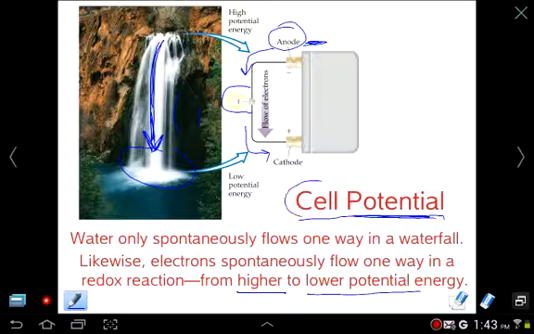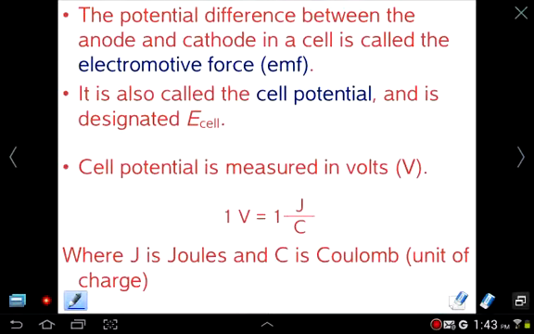The word cell actually refers to the half cells, the oxidation and the reduction half cells. The force that makes it flow, in the case of a waterfall, is gravity. In our case, it's called the electromotive force, or EMF for short. It's also called the cell potential, and it's designated as E sub cell. Usually we'll refer to it as the potential. And the units of the cell potential are volts.